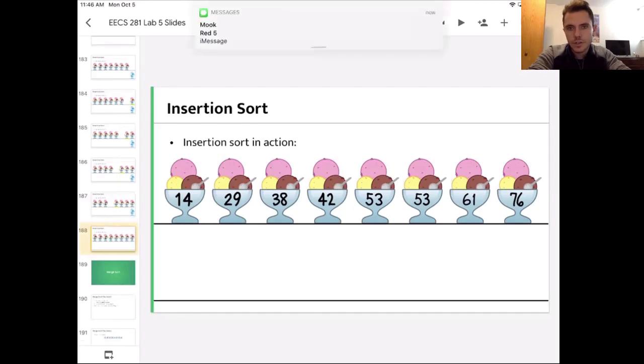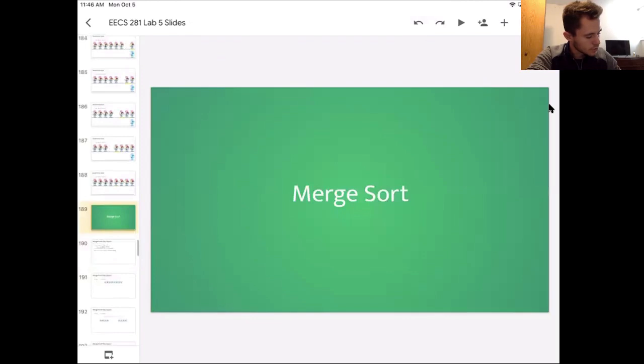Are there any questions about any of the three elementary sorts? Okay, if we don't have any questions, then I'm going to move on to merge sort.